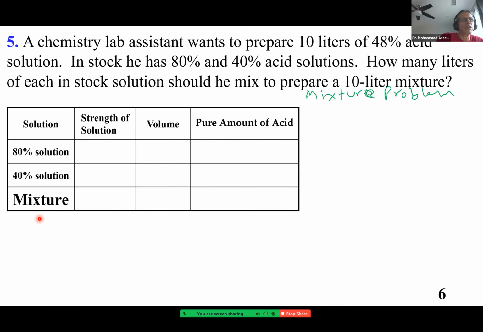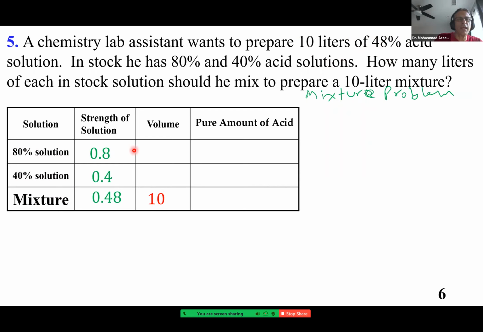So you got to come up with a table. Your table has 80% solution, 40% solution, and a mixture, as it says here. So 80%, or you can say 0.8, 40% or 0.4. What about the mixture? The mixture is 48% or 0.48. So this is 0.8, this is 0.4, this is 0.48. Or you can keep it as a percentage, 80%, 40%, 48%. Now, we also know when we mix them, we get 10 liters. So the volume is 10 liters here.